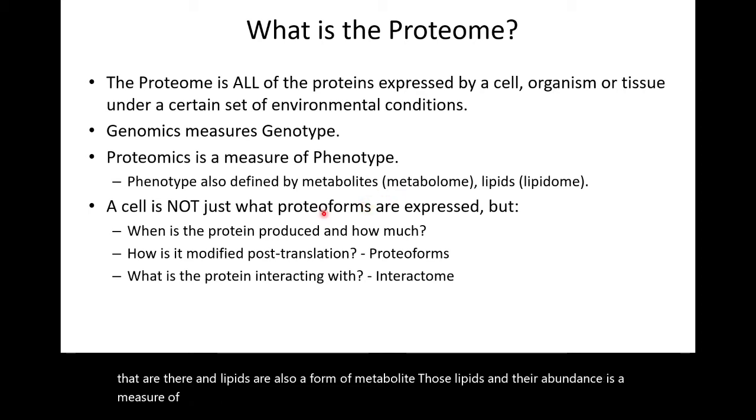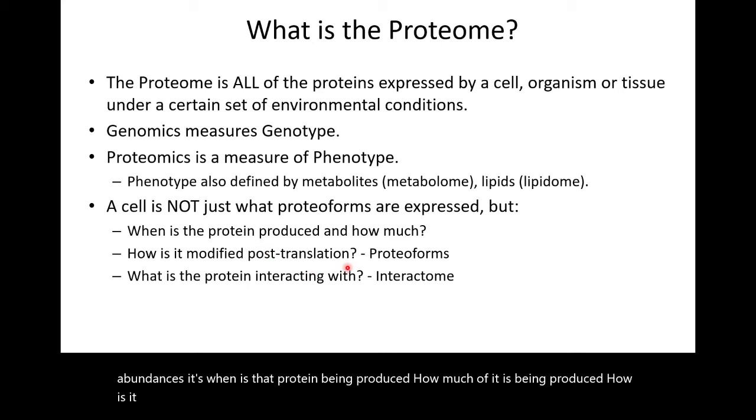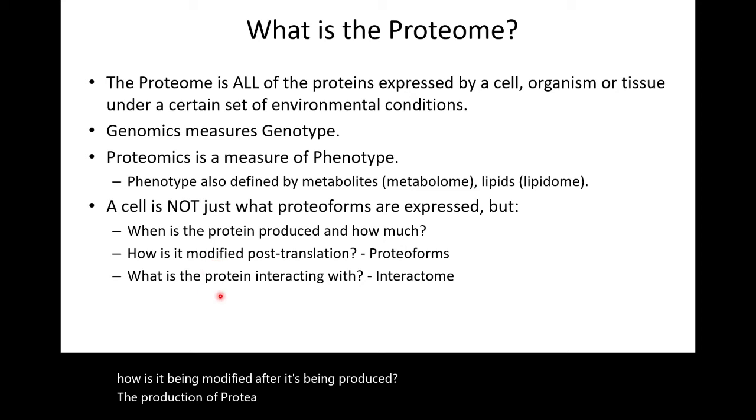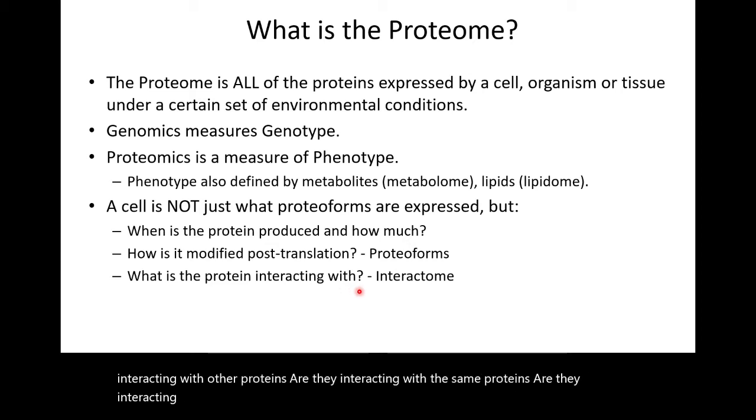So a cell is not just what proteoforms are being expressed or what the abundance is. It's when is that protein being produced, how much of it is being produced, how is it being modified after it's being produced, the production of proteoforms. But it's also, what are those proteins interacting with? Are they interacting with other proteins? Are they interacting with the same proteins? Are they interacting with DNA, with metabolites, with RNA, with lipids? And this is called the interactome.